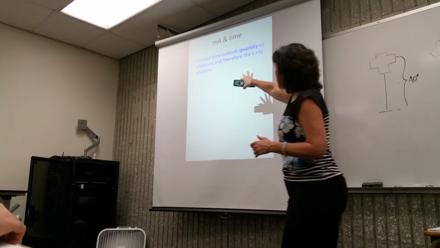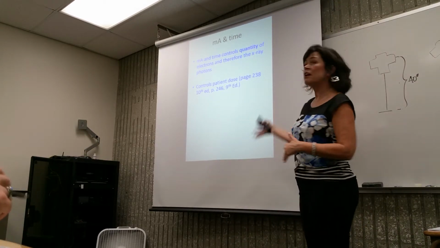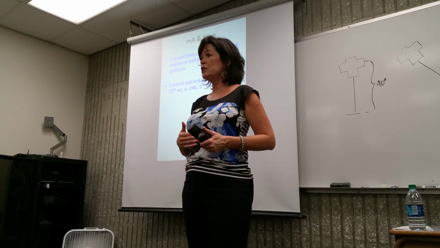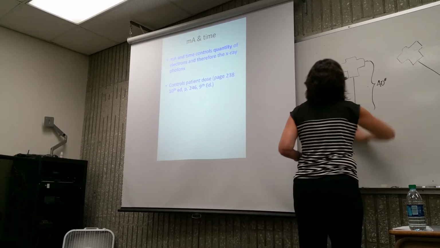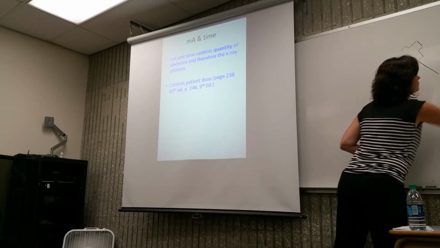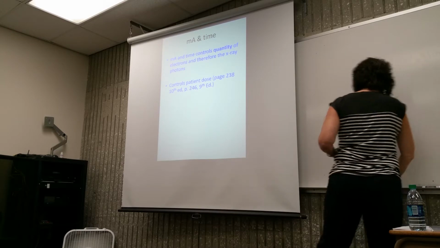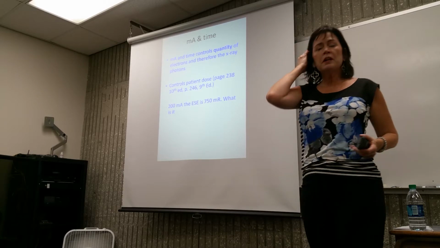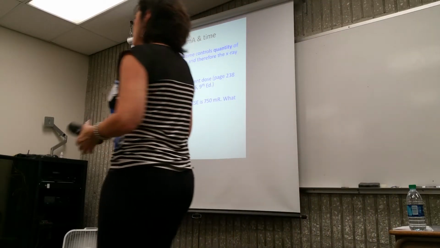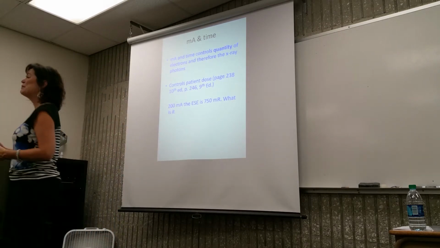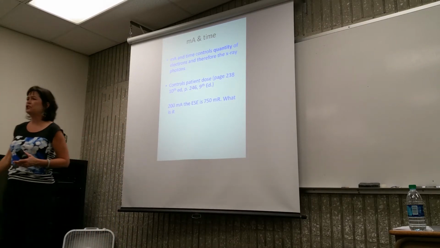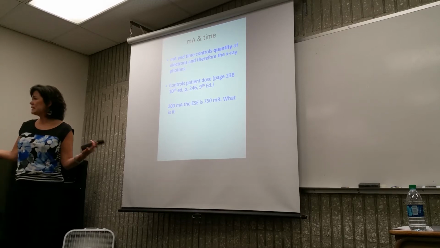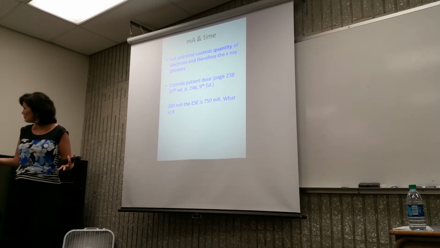Okay, MA and time control the quantity of electrons, and therefore they also control the dose to the patient, the entrance skin exposure. Okay, so if doubling the mass or doubling the MA or doubling the time doubles the exposure to the patient, what kind of relationship is that? Direct? It's a direct relationship. And doesn't it make sense? More radiation, more exposure to the patient.